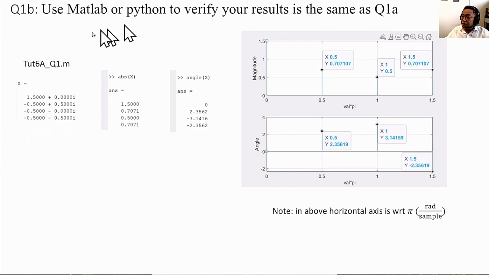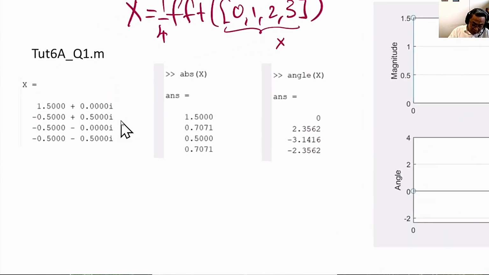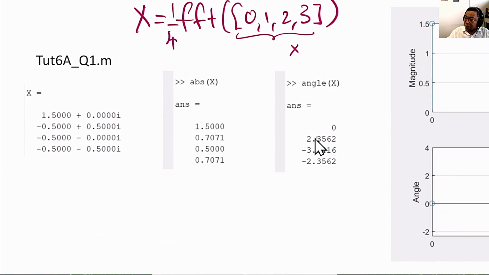This is the code over here, but basically it is nothing but 1 over N times FFT of that sequence, and this is the answer. Typically, we use capital X to represent the frequency domain and small x to represent the time domain. The answer given is in rectangular form. We use absolute to get the magnitude, and angle to get the phase.